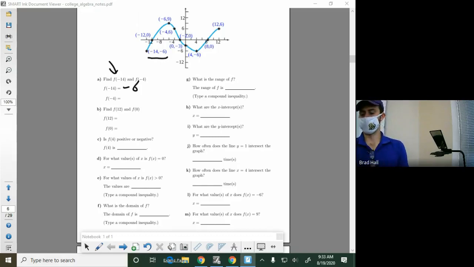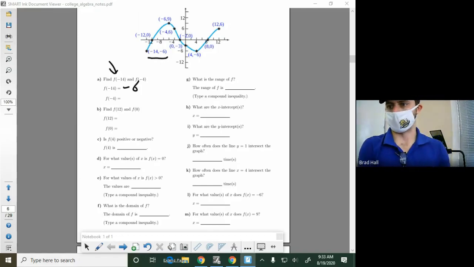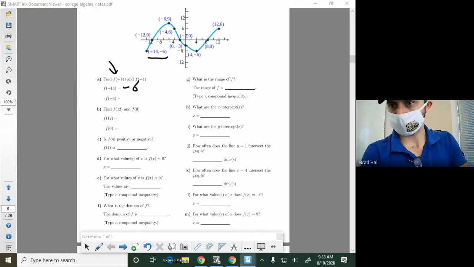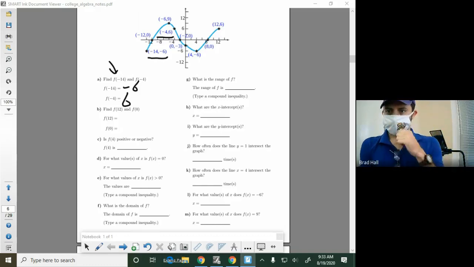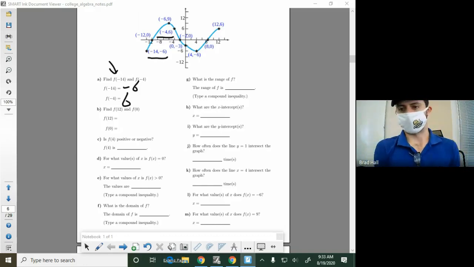f of negative 4, same idea. Where do we find negative 4 for x? I see it right here. What's the y value? Positive 6. We keep going. Part B is the same thing. It's just now x is 12. I see that right here. So when x is 12, y seems to be 6.